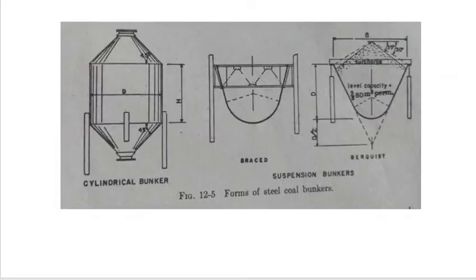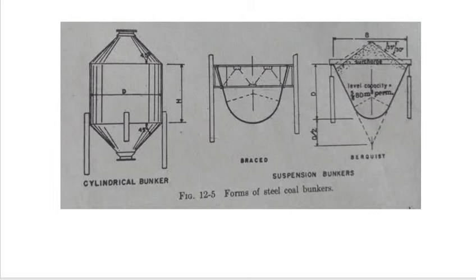So the next figure would be the forms of steel pole bunkers. So first we have here a cylindrical bunker. Next is the brace one. This is how it looks like. And the Burkis one, which is this one.